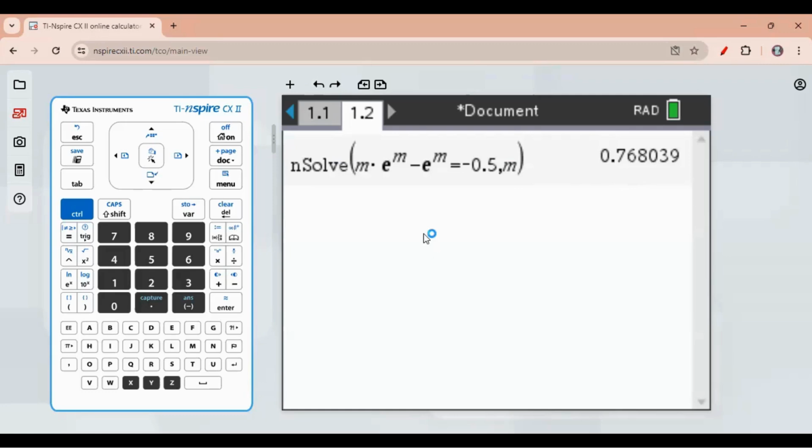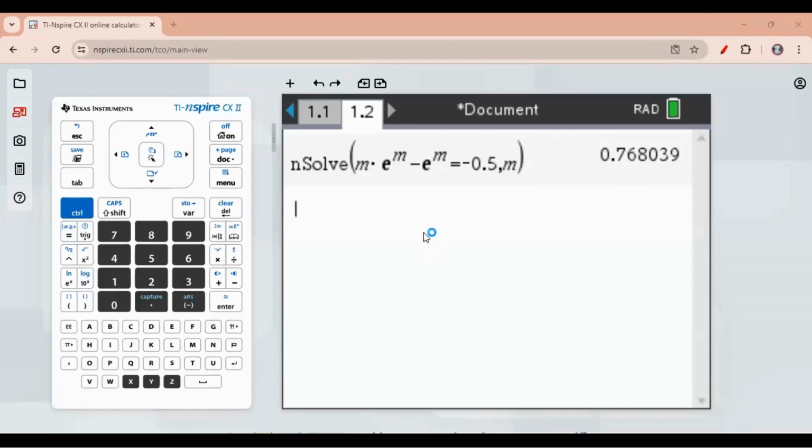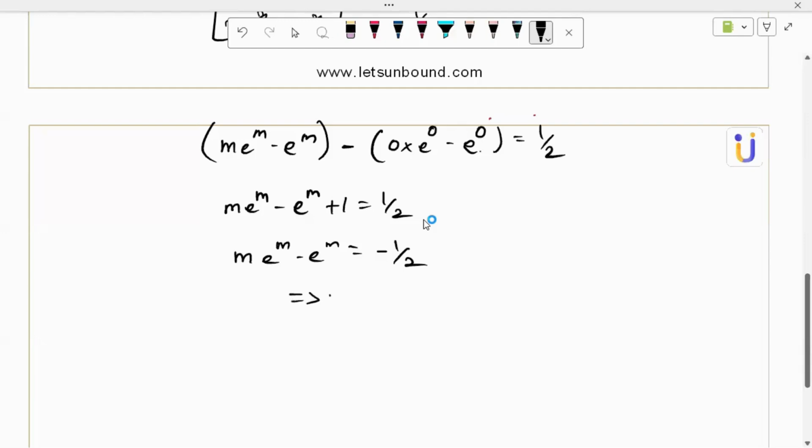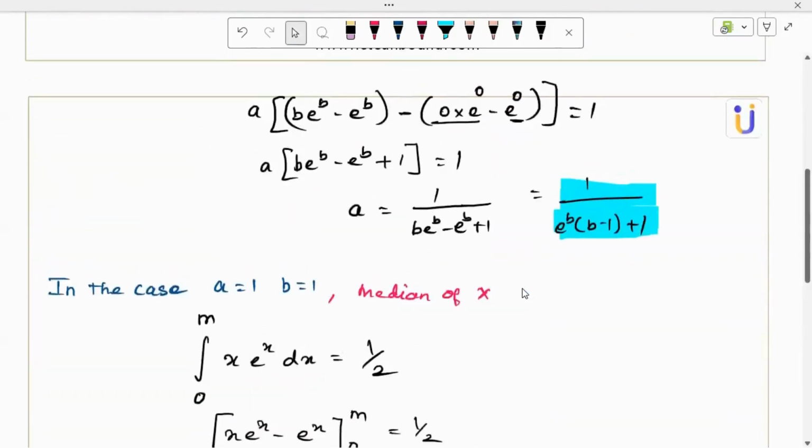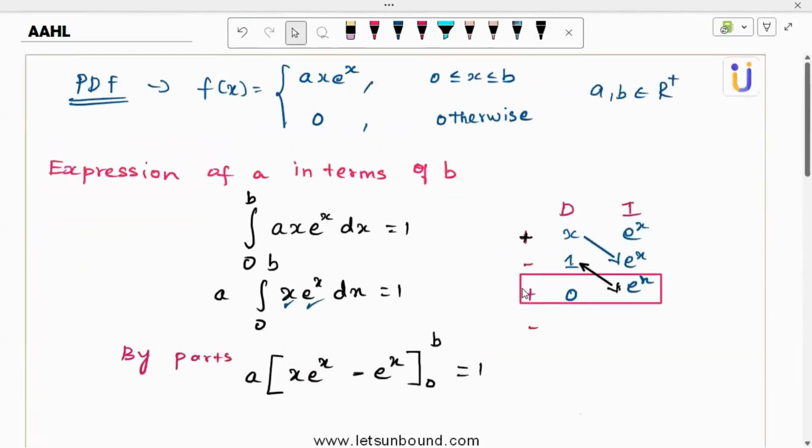So m is equal to, approximately to 3 significant figures, 0.768. This m is your median value, and the problem ends here. That's simple.